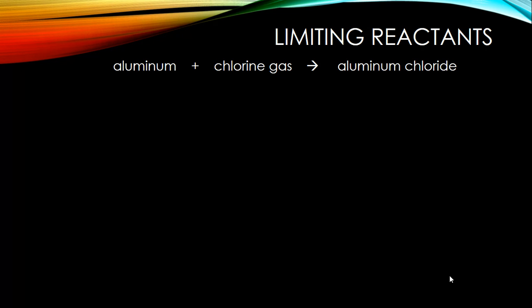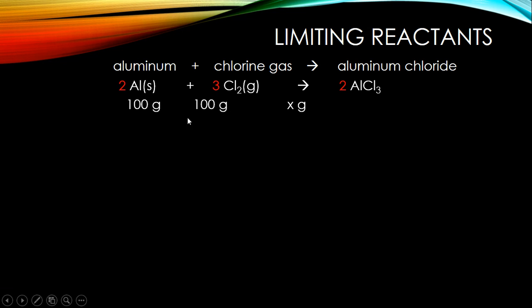So if I'm looking at aluminum plus chlorine gas, which would give me aluminum chloride, here's my balanced chemical equation. Okay, I start off with 100 grams of aluminum, 100 grams of chlorine, and I want to know how much aluminum chloride I can make. This is where our limiting reactant comes into the problem. But in this case, I don't know. No one has told me what the limiting reactant is. All right, so we're going to use stoichiometry in order to find that out.